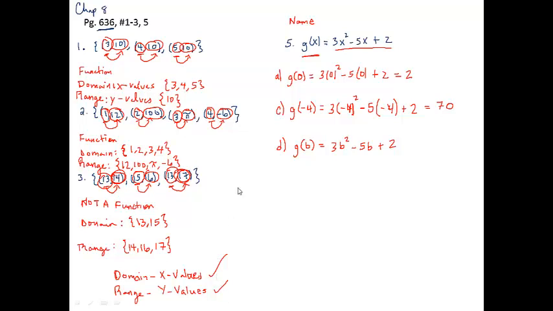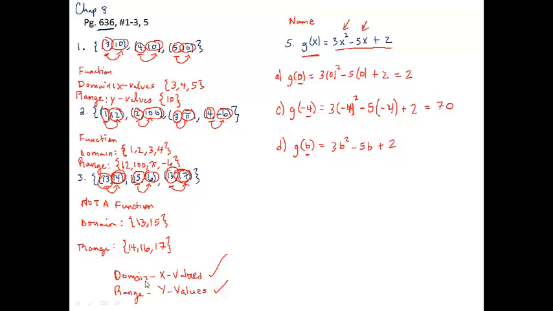When it says find the indicated function value, remember it's always going to say g of x. If it starts saying g of 0, g of negative 4, and g of b, all it's telling you to do is substitute the x with that value that's inside the parentheses.